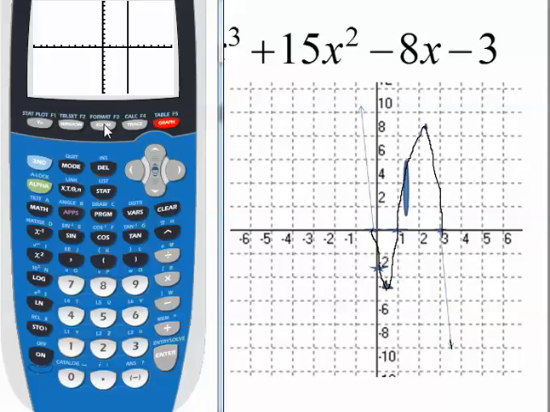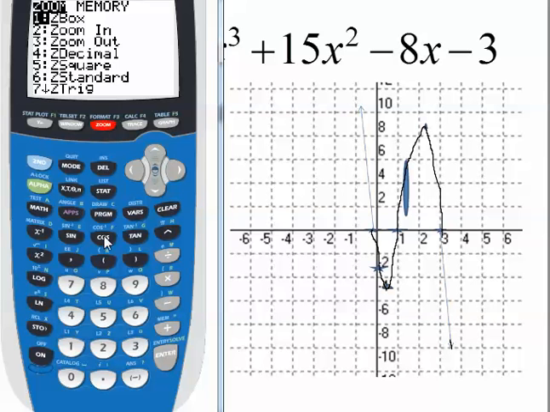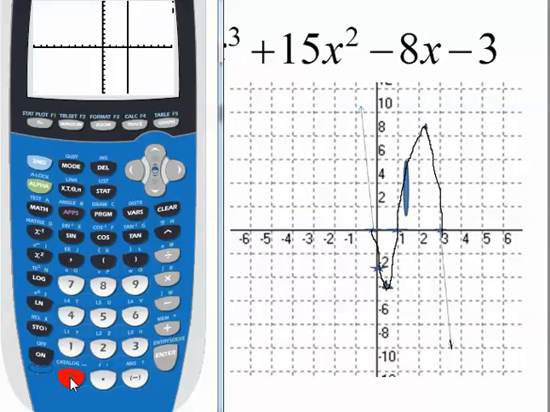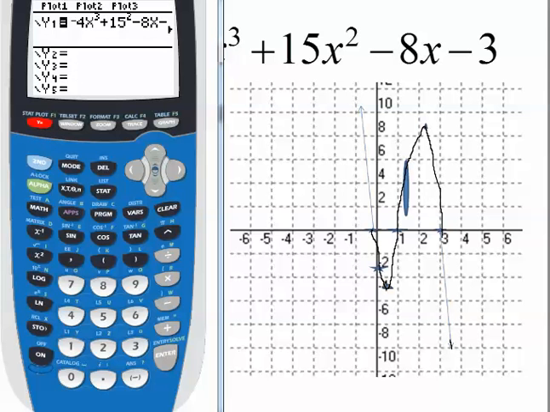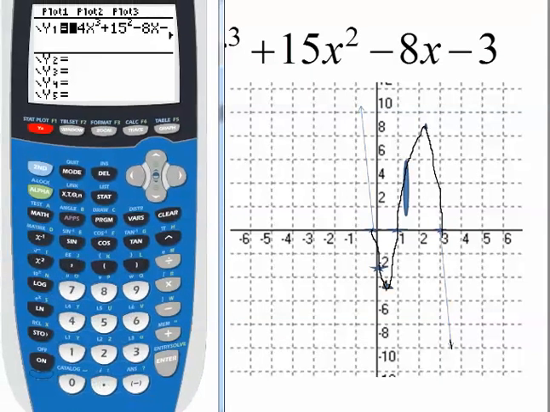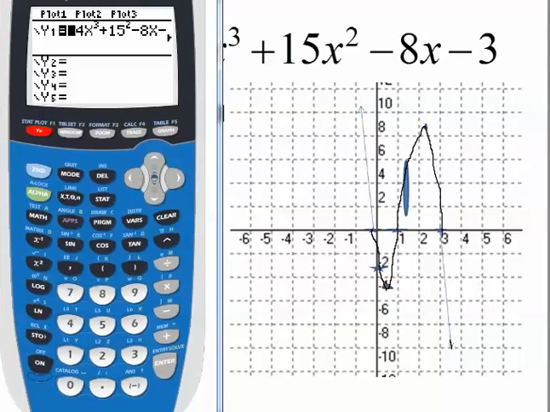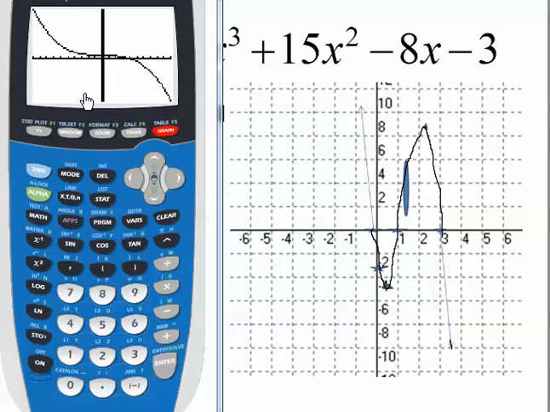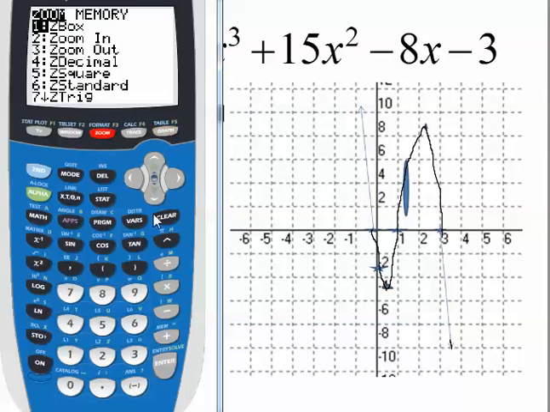It graphs it out, and you can't really see it on there, not a good graph. So what I'm going to do is I'm going to press zoom 0 and have it graph it just like that. Doesn't seem right. Did I not put the equation in right? Hang on. Negative 4x cubed plus 15x squared minus 8x minus 3. Try that graph again. Zoom 0 is for fit.